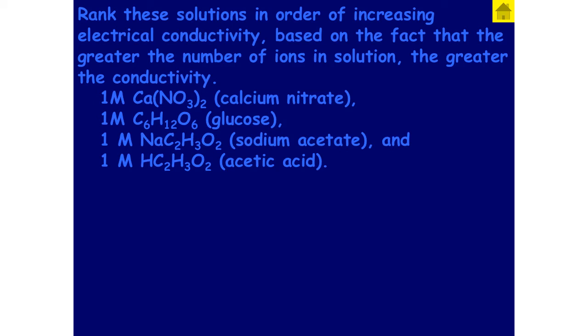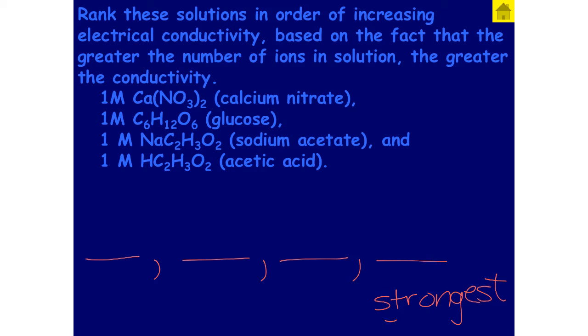All right, on our last slide, we have an example here. So it says to rank these solutions in order of increasing electrical conductivity based on the fact that the greater number of ions in solution, the greater the conductivity. So we have 4 total solutions. This one down here would be our strongest electrolyte, which means that it would contain the most ions. So let's take a look at our list.